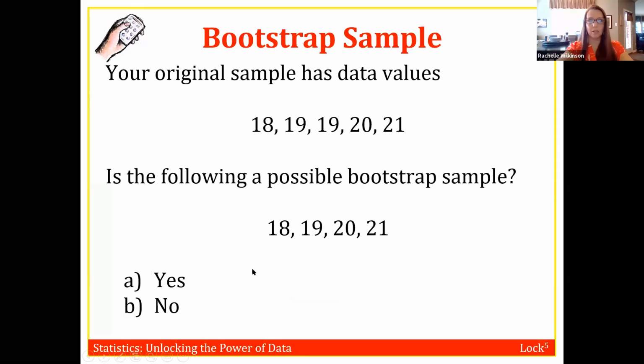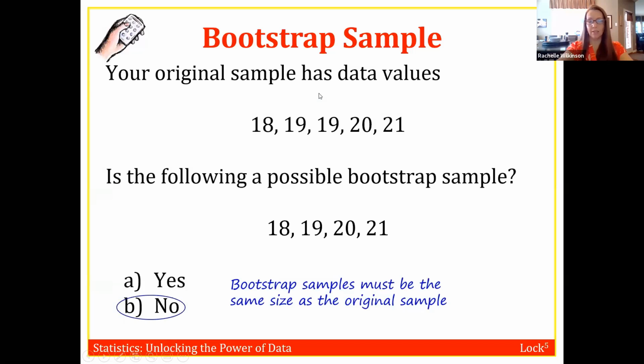How about this one here? My original sample is the same: 18, 19, 19, 20, and 21. Is this a possible bootstrap sample: 18, 19, 20, 21? I'm seeing some yeses and some no's. The answer is no, because the bootstrap sample has to be the same size as the original sample. If my original sample had 5 values in it, then my bootstrap sample also has to have 5 values in it.